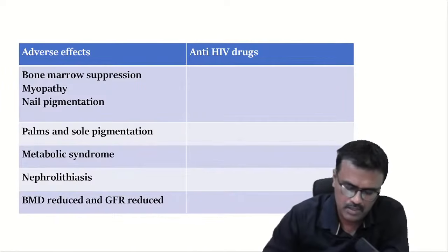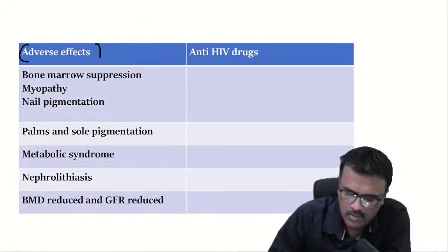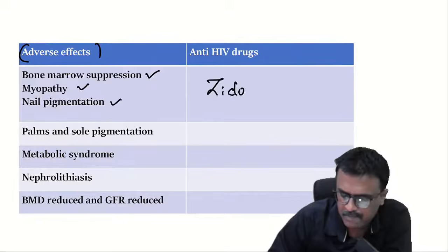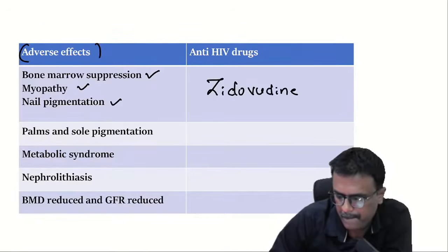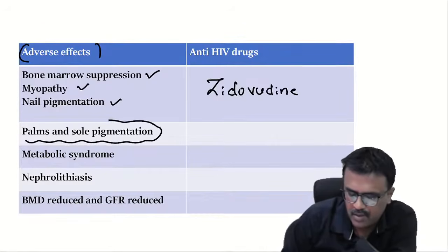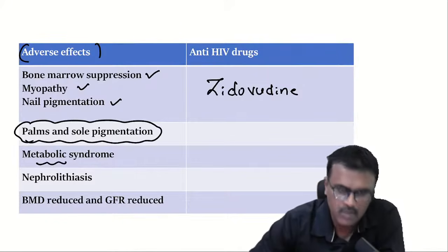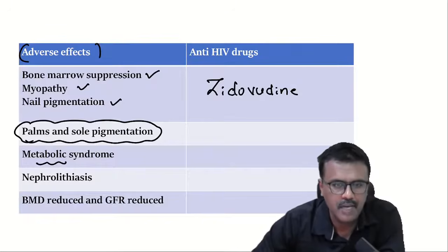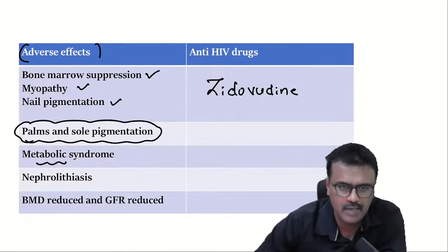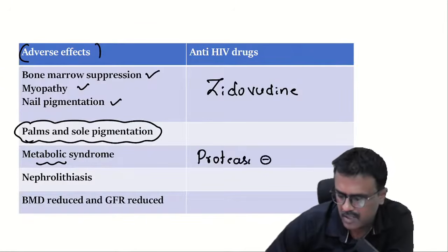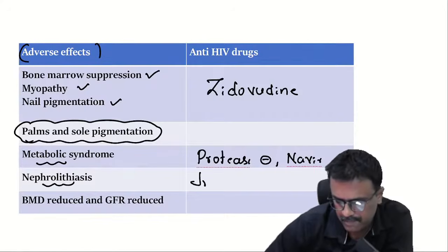Now moving on to the next adverse effect. Let us guess the drug. Bone marrow suppression, myopathy, nail pigmentation is mainly by which anti-HIV drug? Zidovudine. Now you have to tell me which anti-HIV drug causes palm and sole pigmentation, that is for you. Which will cause metabolic syndrome, that is weight gain, diabetes, low HDL, high triglyceride? That is by protease inhibitors. That means they end with -navirs. Nephrolithiasis is done by indinavir.